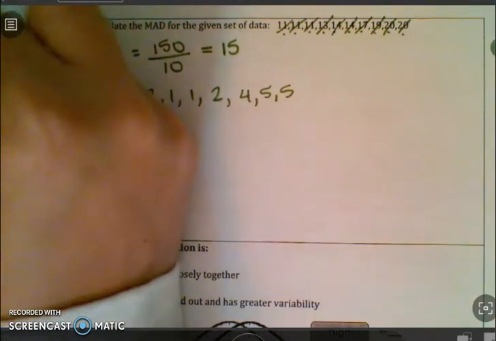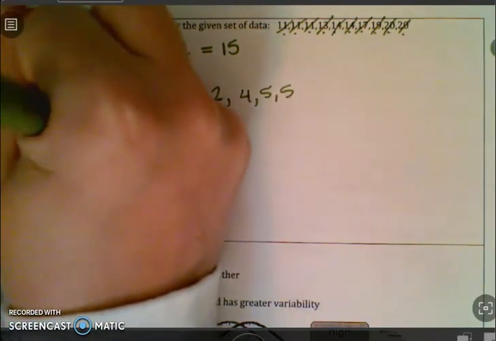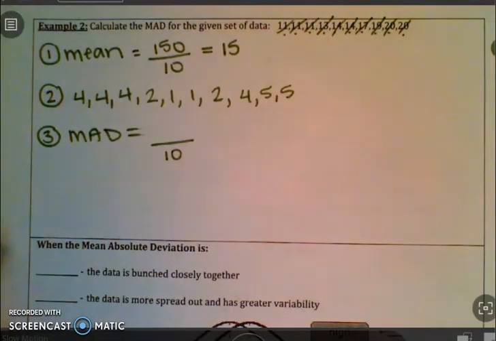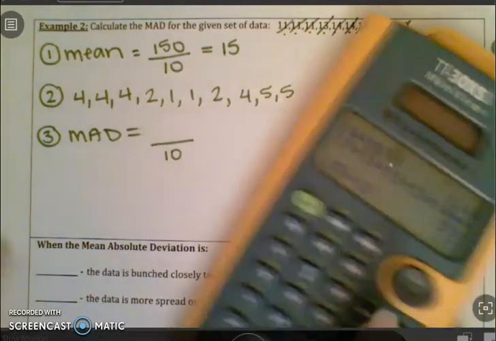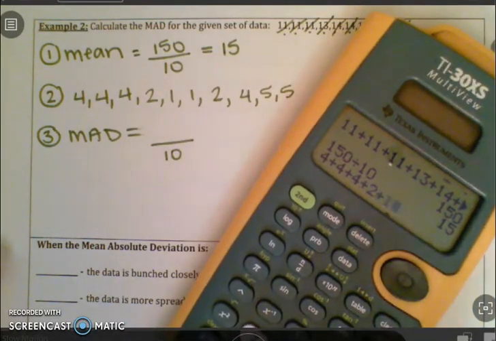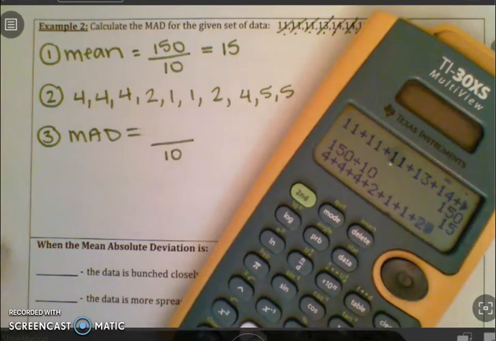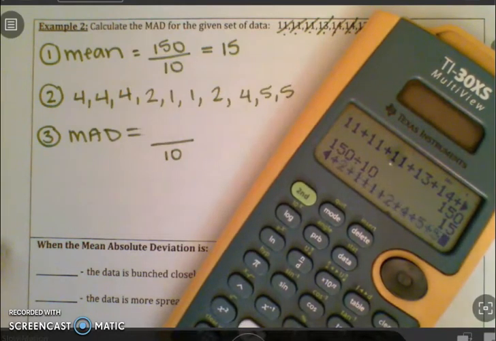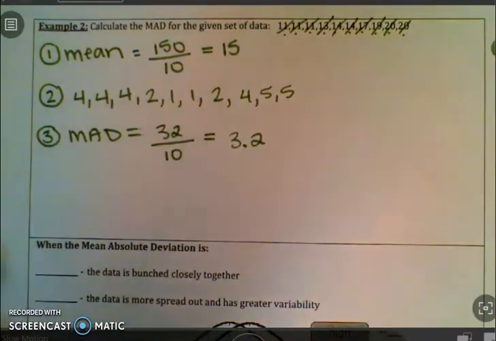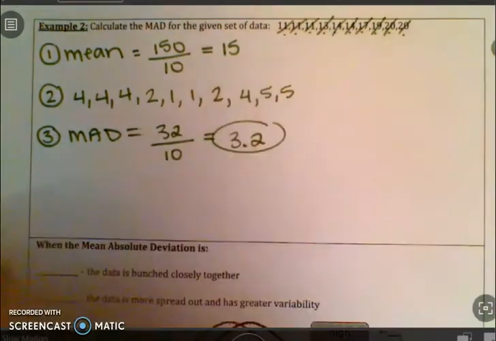So then step 3 is to find the MAD. So you have to add these all up and divide by 10. And I got 32. So 32 divided by 10 is going to give you 3.2. So the MAD is 3.2.